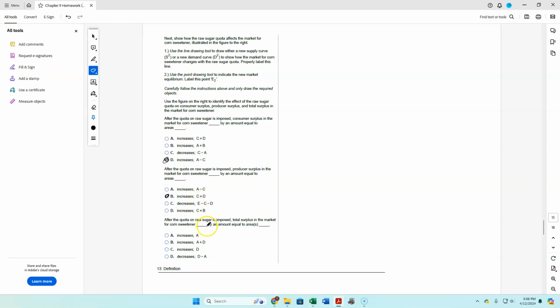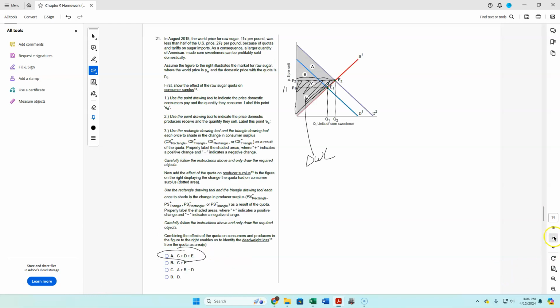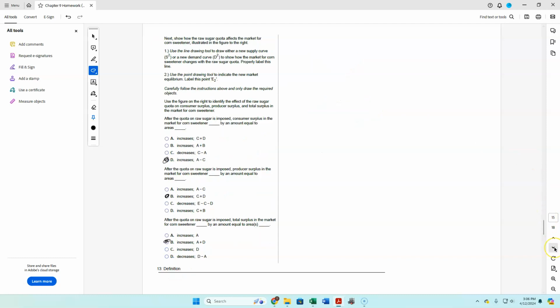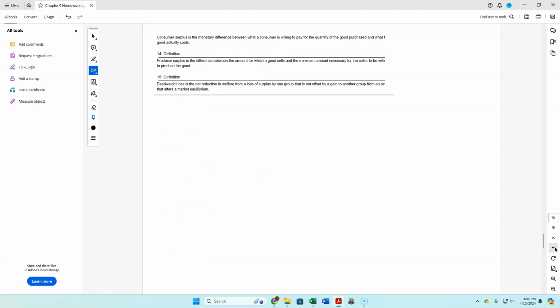And then in terms of the entire surplus, it's going to be increasing by area AD. And where do we see that? Well, we see that by what they're gaining here by the demand curve shifting out in terms of people being able to purchase this extra amount that comes from the world at the lower price.